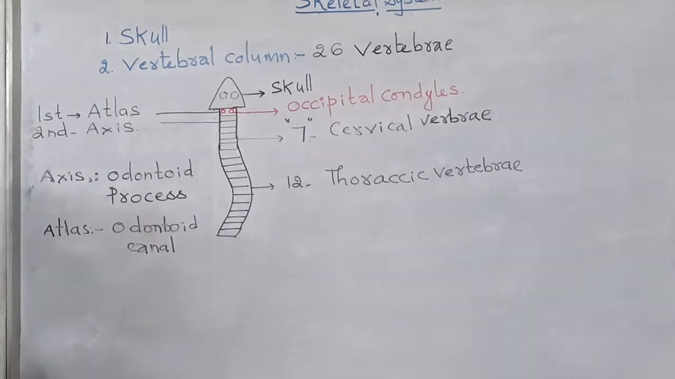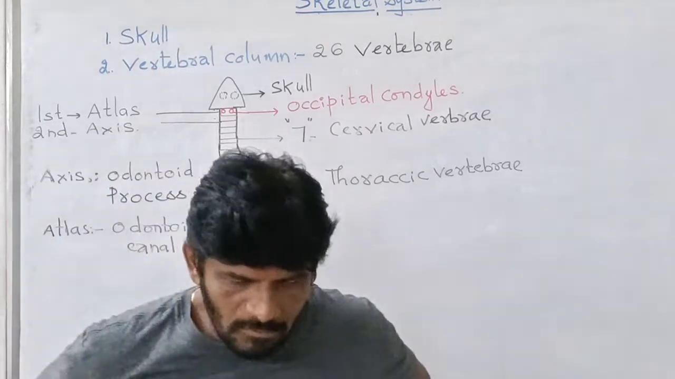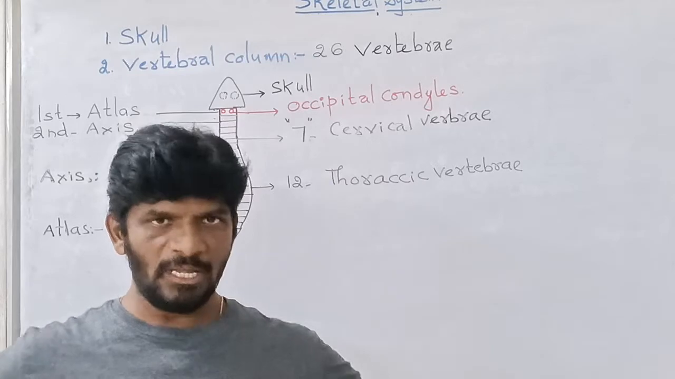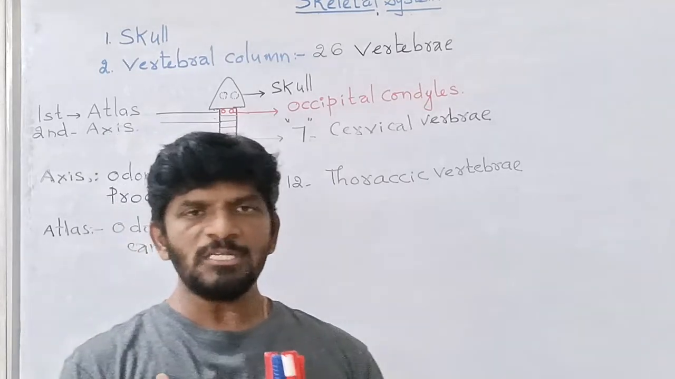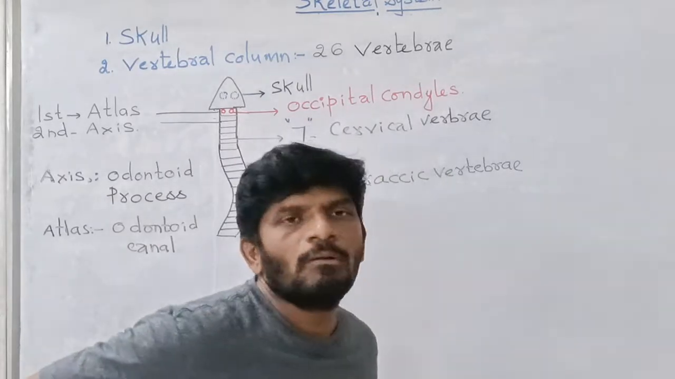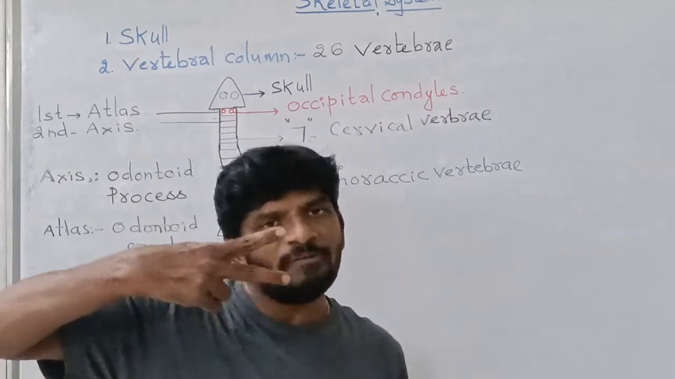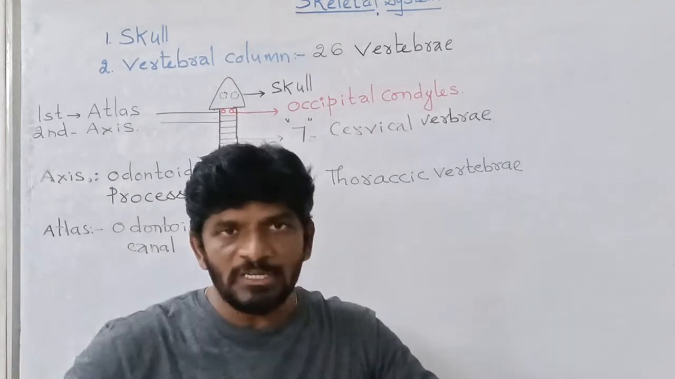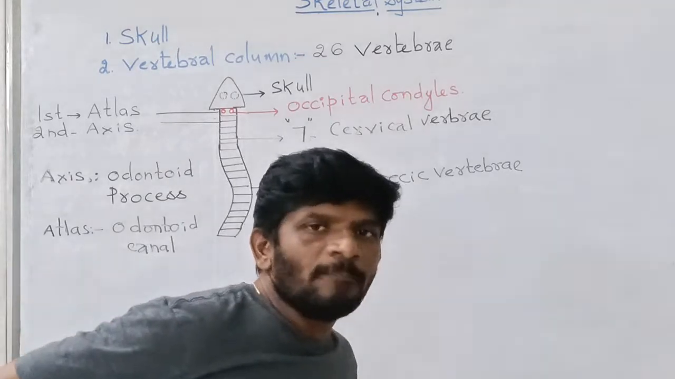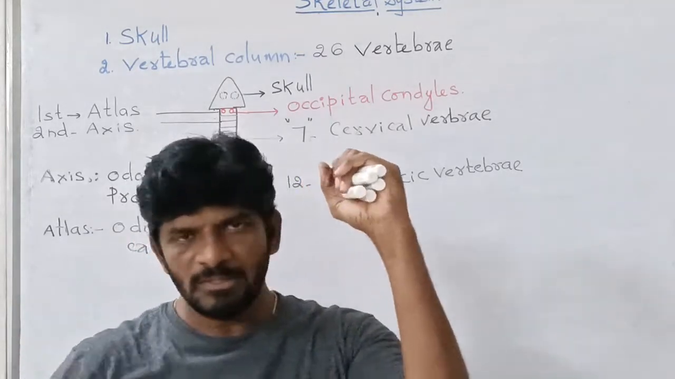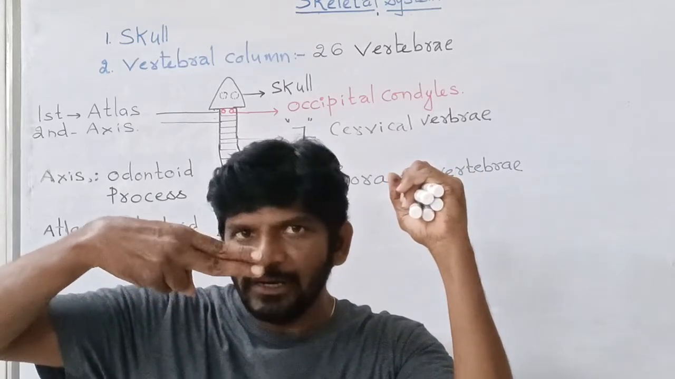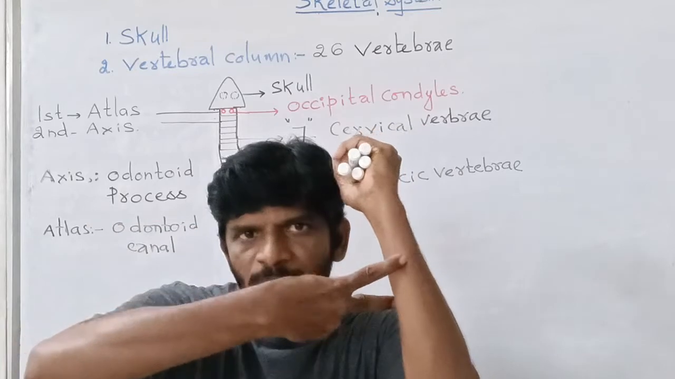And coming to the thoracic vertebra region, we have the sternum and the ribs. So 12 pairs of ribs are articulating with the vertebral column. You know, our ribs are bicephalic on the back side, not on the front side. So these ribs are binding to the vertebral column at the thoracic region only. See, the rib on the back side is bifid, attaching to the vertebral column like this.